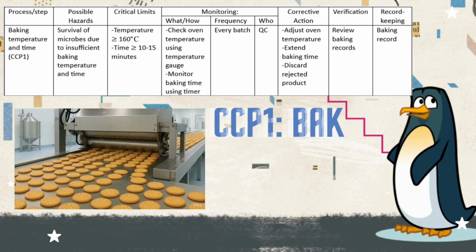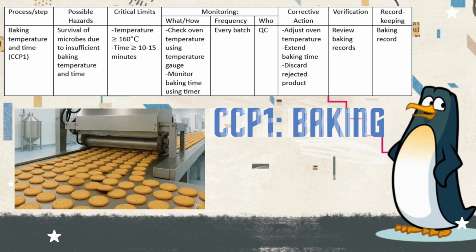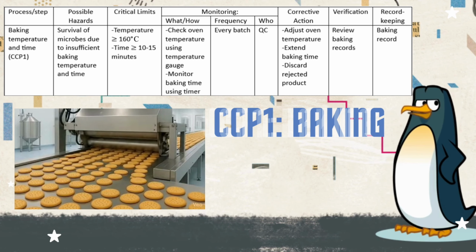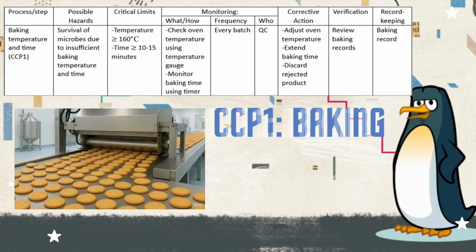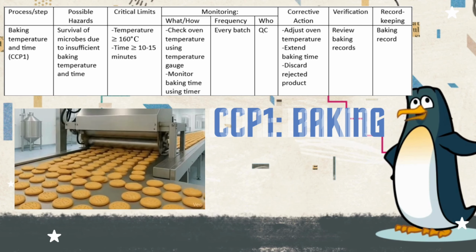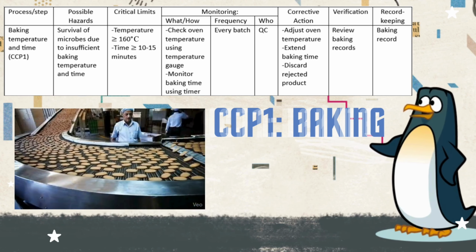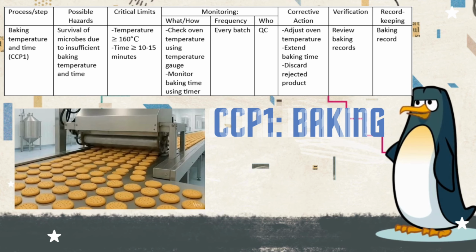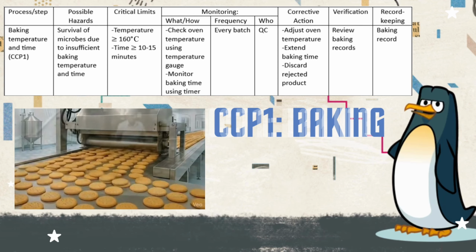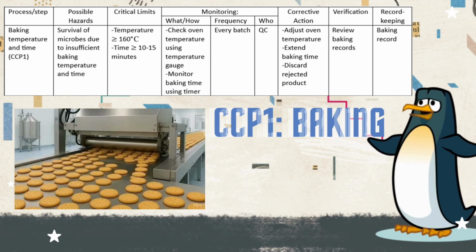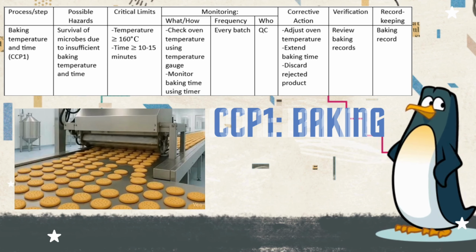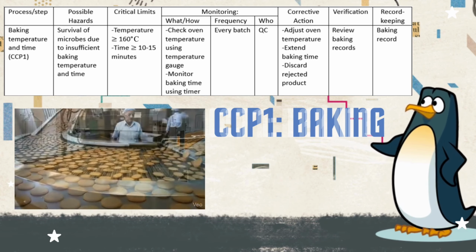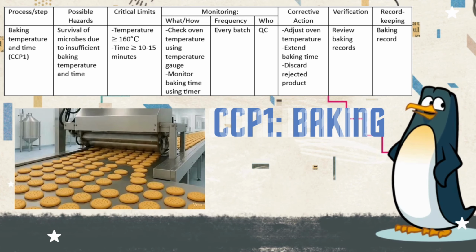Now, we're at the baking stage. This is identified as CCP1. The main hazard is the survival of microorganisms due to insufficient baking temperature and time. The critical limits are a temperature of at least 160 degrees Celsius and a baking time of 10 to 15 minutes. We monitor this by checking the oven temperature using a temperature gauge and controlling the baking time using a timer for every batch. If the limits are not met, corrective actions include adjusting the oven temperature, extending the baking time, or discarding the affected product. Verification is done by reviewing baking records and all data is recorded in the baking log.